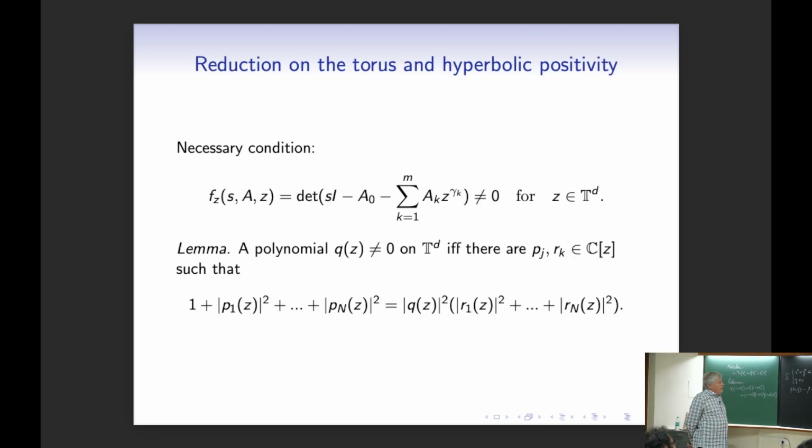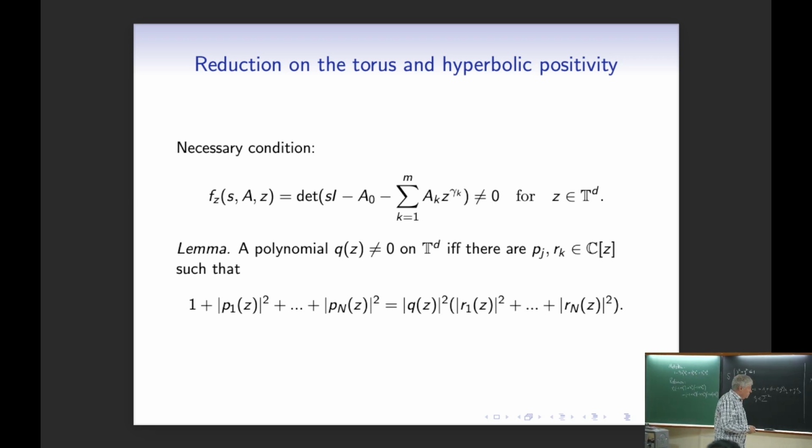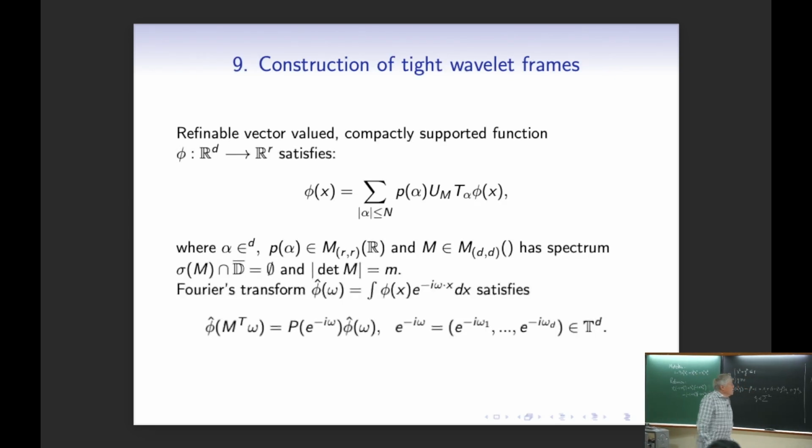And if you reduce this to a torus, you have a condition like this, which is indeed the sums of squares, but with some denominator. Here I want to spend a little time without giving you too much technical detail. It's a part of work I did with a couple of colleagues on the construction of wavelet frames.